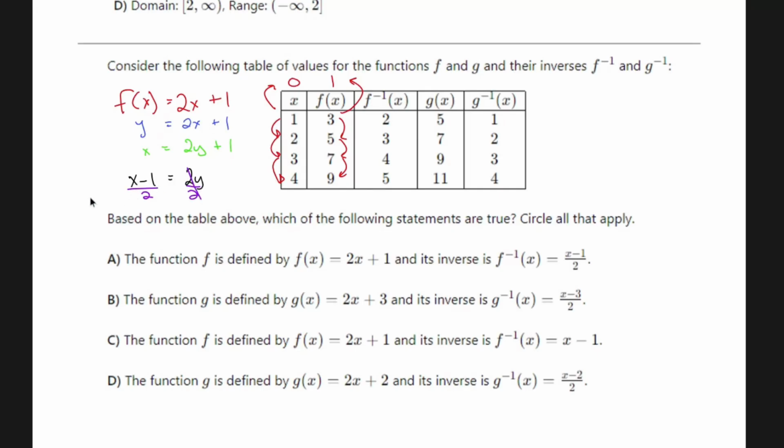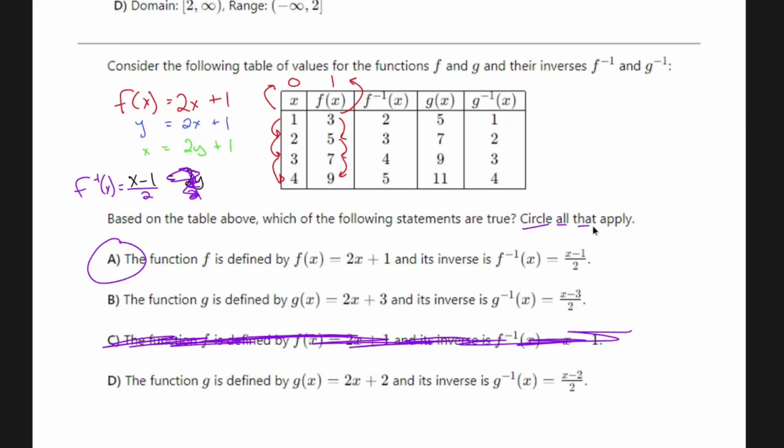And y is going to equal that. So let's just pretend that's not there. It's sloppy, but who cares? f inverse of x equals that. So A is true, which means C is not. Good old circle all that apply, though. Thanks, circle all that apply. Let's do a different color, though.